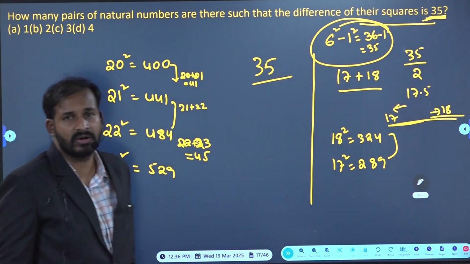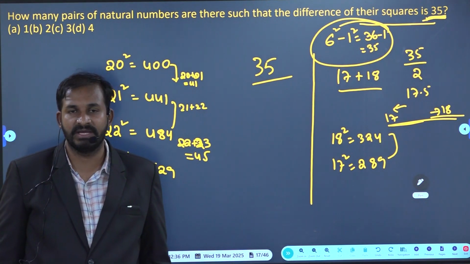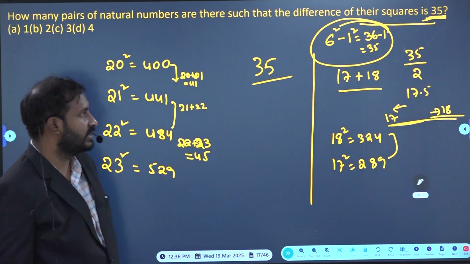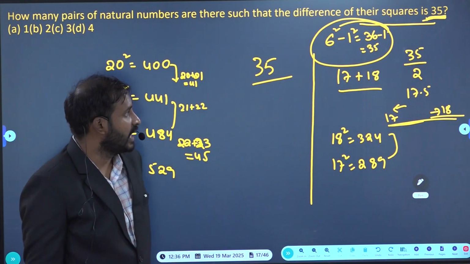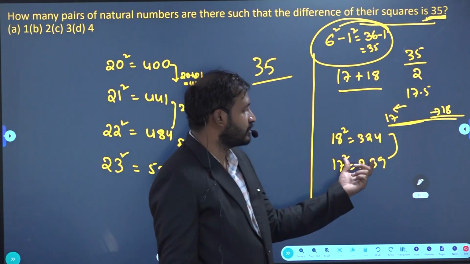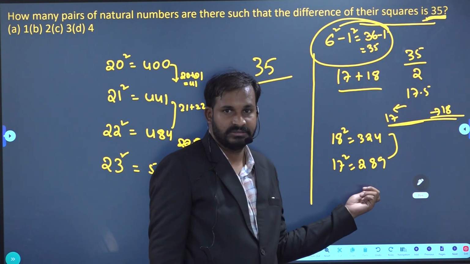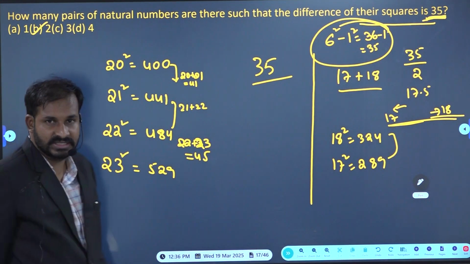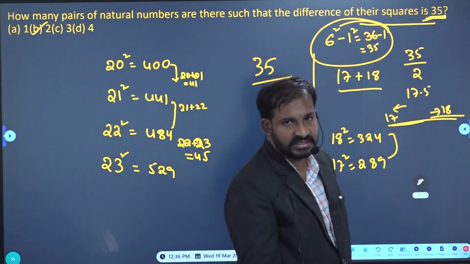They may or may not be possible with 1, but please be careful with 1. So 6 square minus 1 square is also 35. Verify that. And 1 will be there definitely based on this logic. So how many pairs are there for us in this case? 2 pairs are there for us in this case.